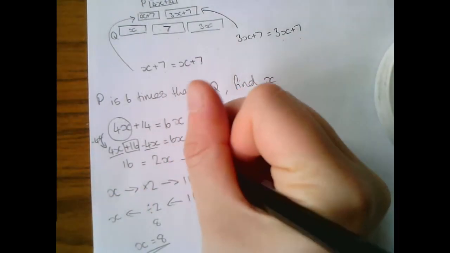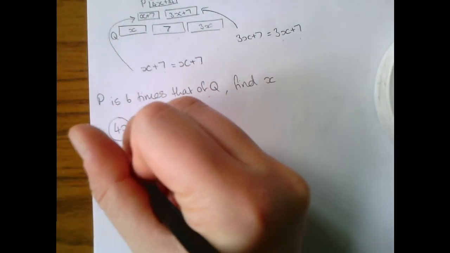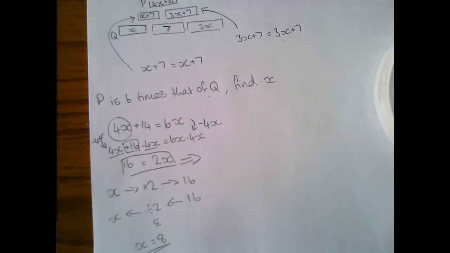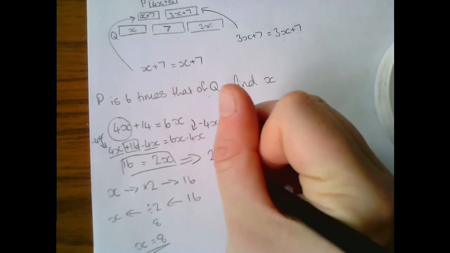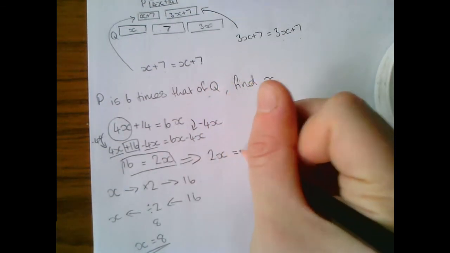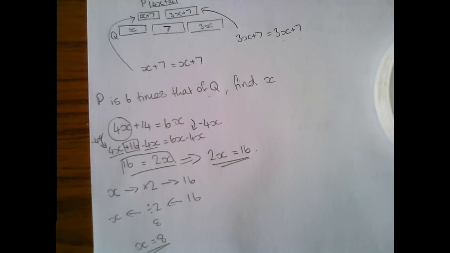With this bit here, that's not in the form that we're used to, so you may have wanted to change that into 2x is equal to 14. They mean the same thing, it doesn't matter which way around you write them.